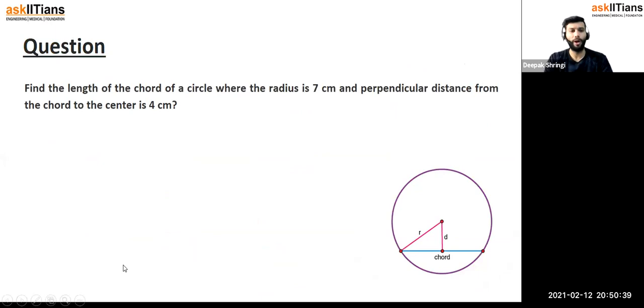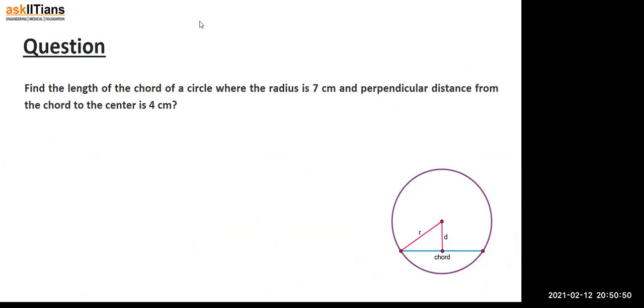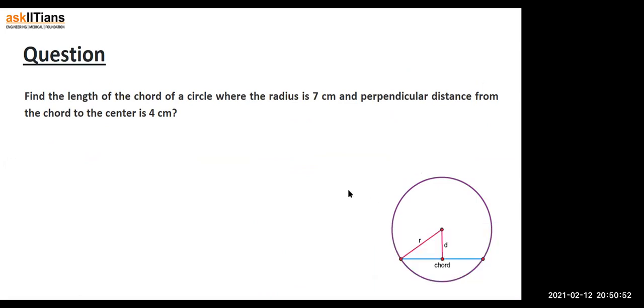So let's solve a problem now. Find the length of the chord of a circle where the radius is 7 centimeter and the perpendicular distance from the center to the chord is 4 centimeter. Give it a try quickly and solve the question. I'm giving you a minute. Solve this quickly.